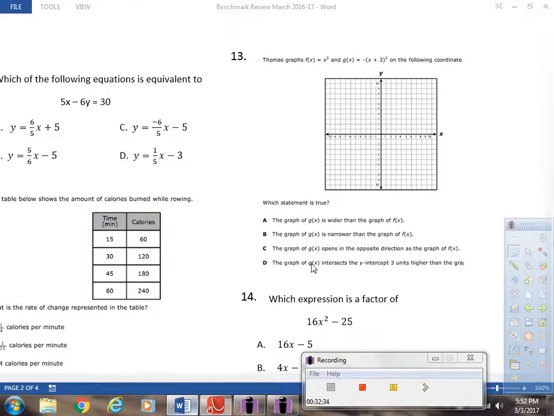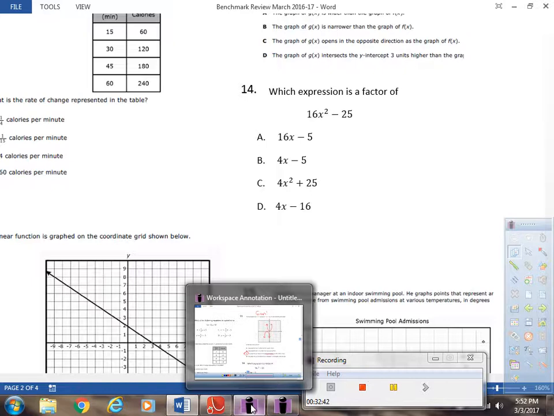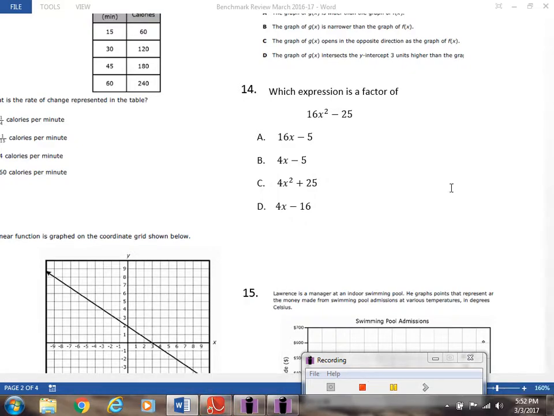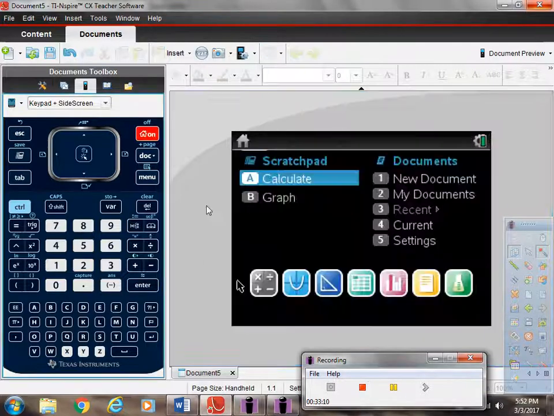Alright, so let's look at question number 14. Here it says, which expression is a factor of, and they give you this function, 16x squared minus 25. Again, you should recognize that as a quadratic. It's got that power of 2 in it. So when in doubt, let's graph it out. You could do the tic-tac-toe method, but you would have to remember to put the 0x, because you've got to have the 3 terms. But I'm going to graph it and graph the answers too, and see if we can figure it out that way.